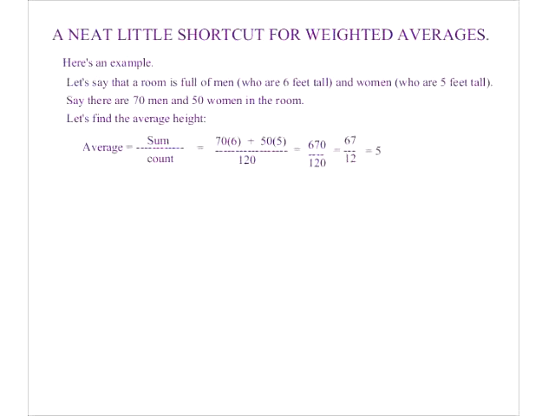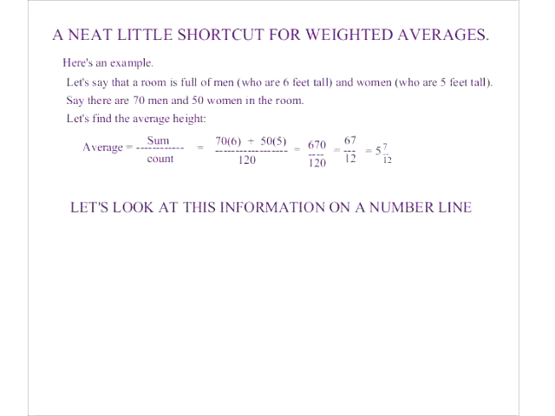Let me mark that here. Okay. 5 and 7/12 of a foot. Now, let's look at a number line. Here's a number line, boys and girls. This is one of those things that takes longer to do on the Illuminate. But we are all models of patience here.